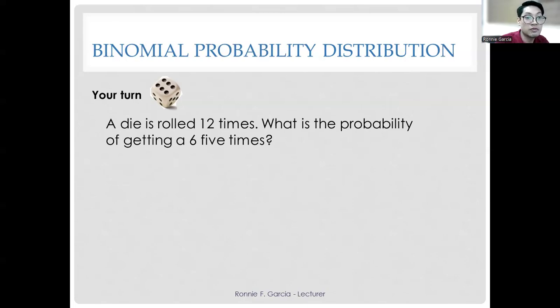So the question is only for the probability. So I guess you have already computed your answers. So let's check if you got the correct answer. So again, applying the formula for the probability, the first element is the combination of n and x. We will just plug in the correct values for this problem. Our n is 12 because the trial will be 12 times. And x, or the desired outcome, is 5 because we want to get a 6 5 times.